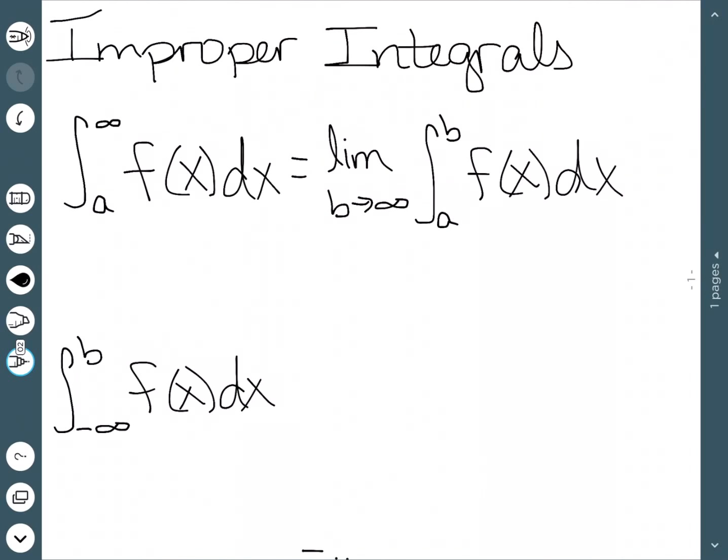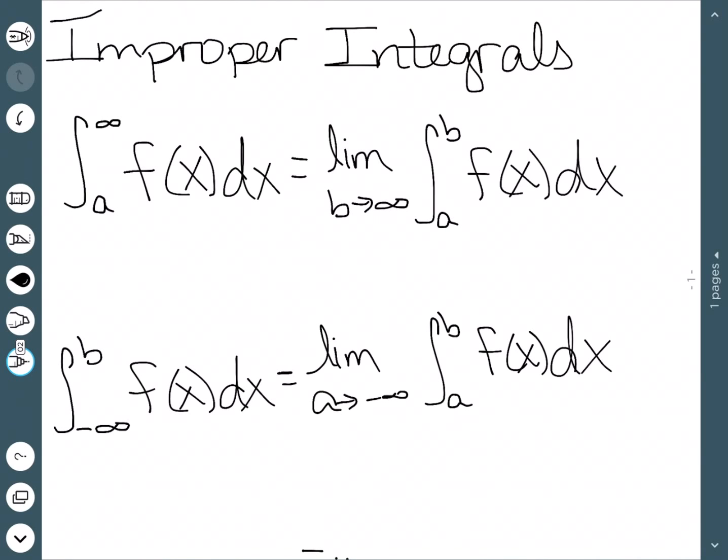The first one, the ones that go from a to infinity, we're just going to take the limit as b goes to infinity of the integral from a to b of f of x. So we'll integrate the exact same way we normally did, but when we evaluate, we're just going to take the limit as b goes to infinity. The next one, the ones that go from negative infinity to b, we behave similarly. This time we're going to take the limit as a goes to negative infinity of the integral from a to b. So let's look at some examples to see how this works.